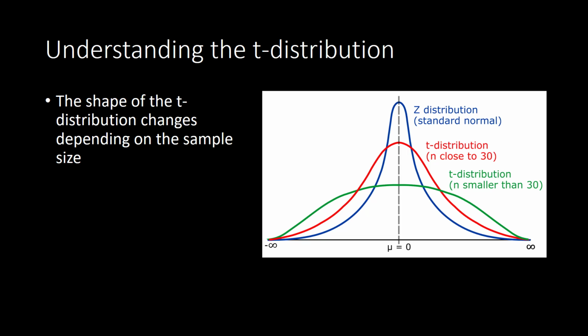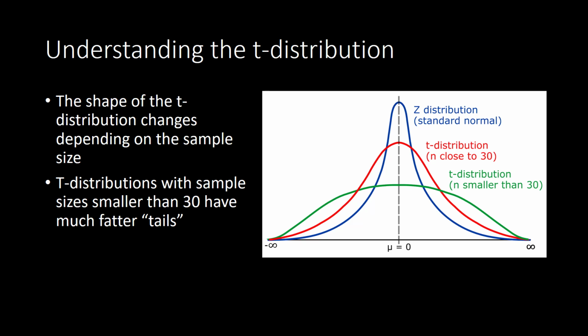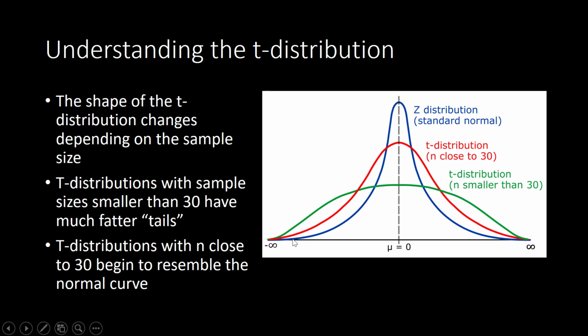Understanding the t-distribution. As we said before, the shape of the t-distribution changes depending on the sample size. T-distributions with sample sizes smaller than 30 have much fatter tails, as you can see from this green curve here. As n starts to approach 30, we can see that the curve looks much more like a normal curve. Now let's answer the question, what is alpha?